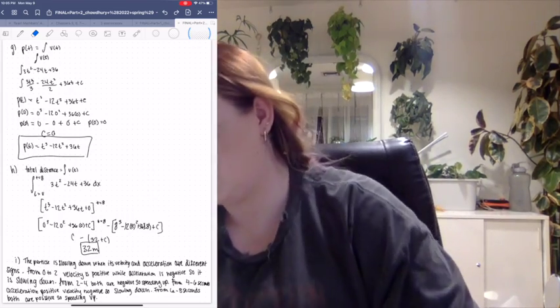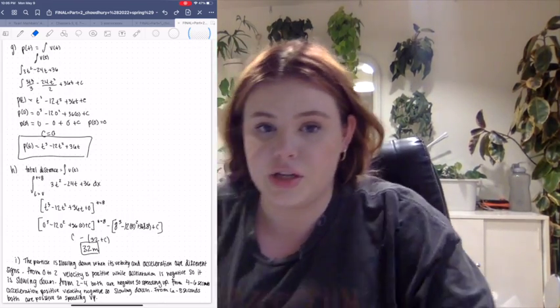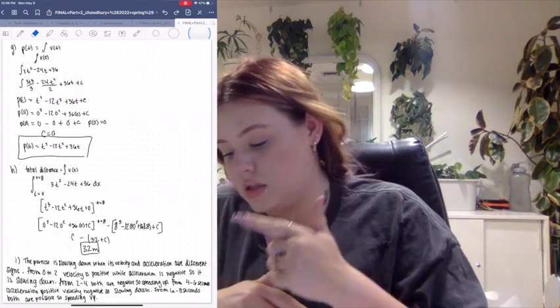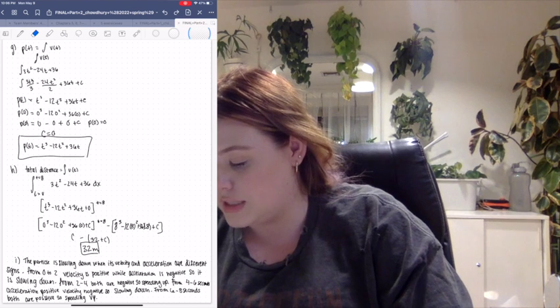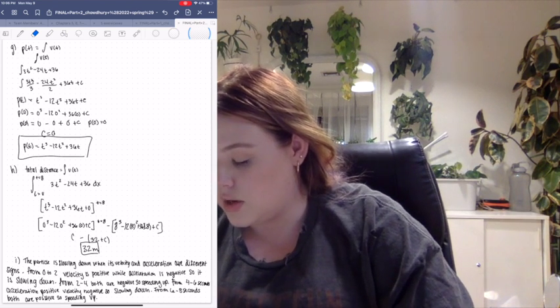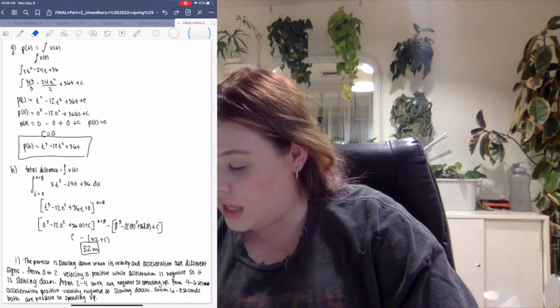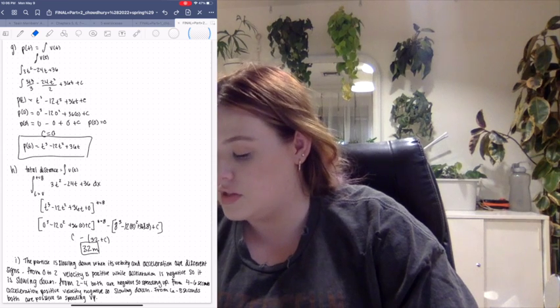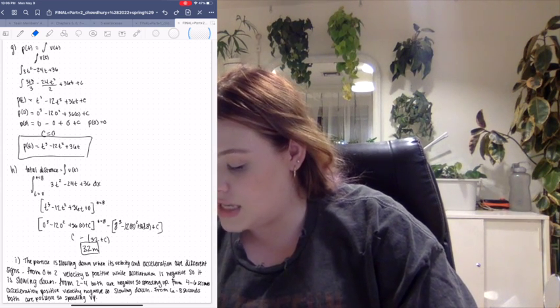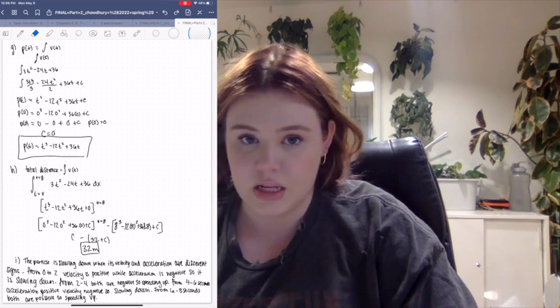The particle is slowing down when the velocity and acceleration have different signs. From 0 to 2, velocity is positive while acceleration is negative, so it's slowing down. From 2 to 4, both are negative, so speeding up. From 4 to 6 seconds, acceleration is positive and velocity is negative, so slowing down. From 6 to 8 seconds, both are positive, so they're speeding up.